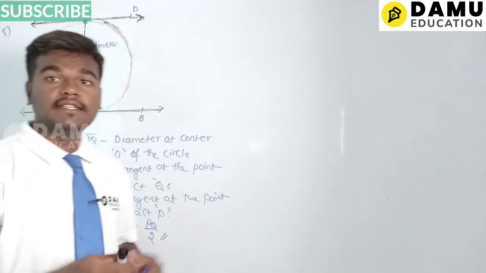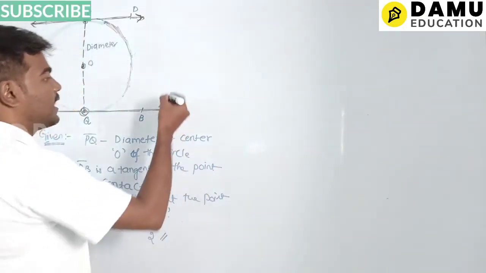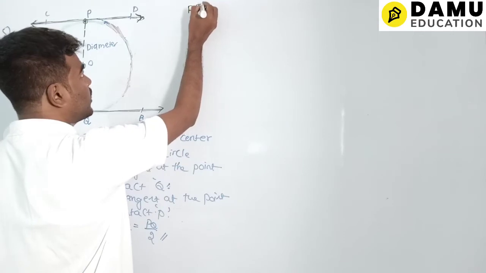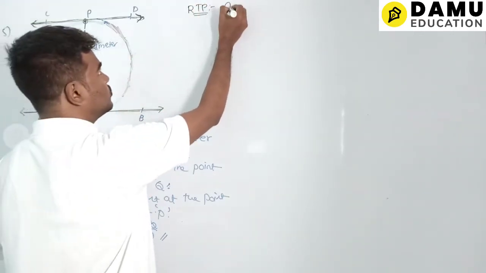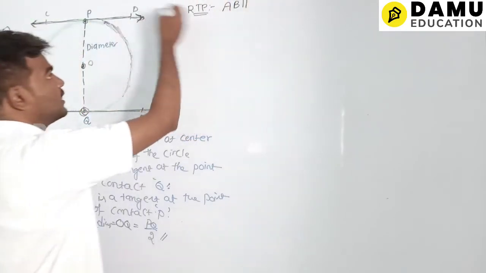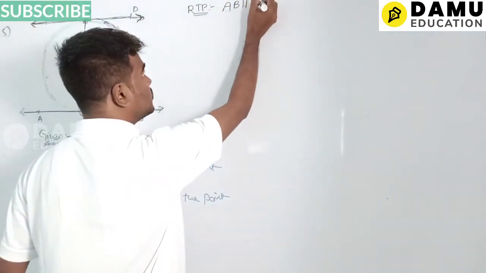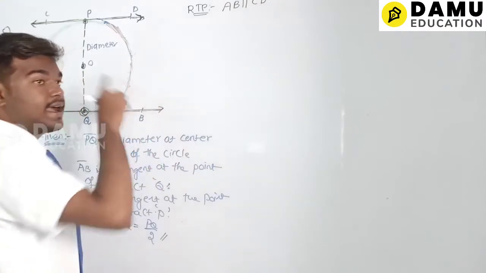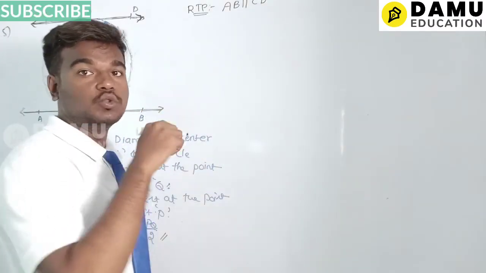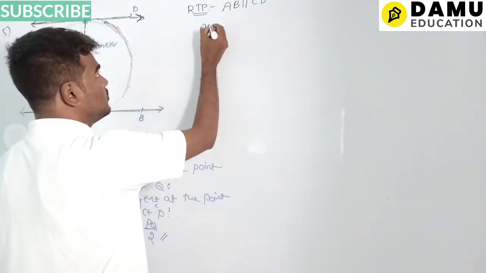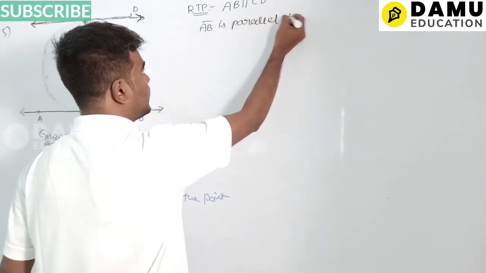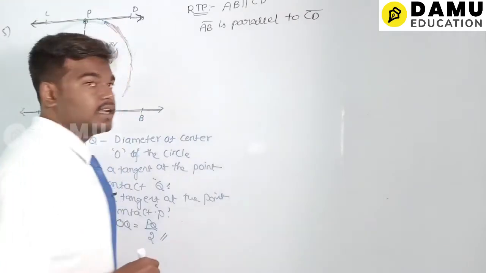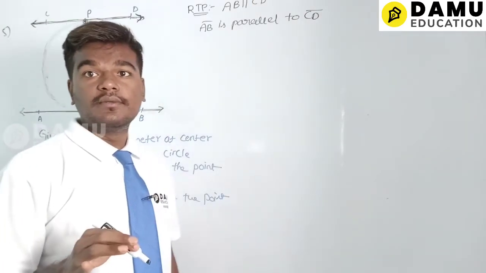Now what we have to write here is what we have to prove, that is required to prove, RTP: AB is parallel to CD. So we have to show the line AB is parallel to CD. That means AB is parallel to CD. So this is what is required to prove.